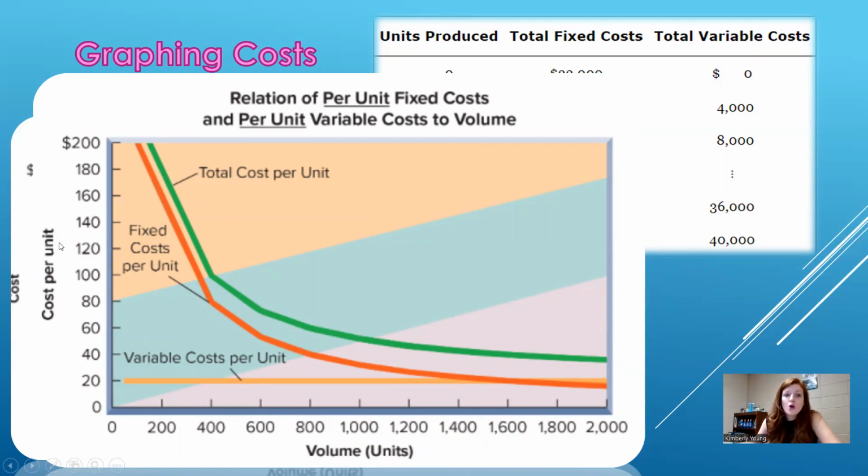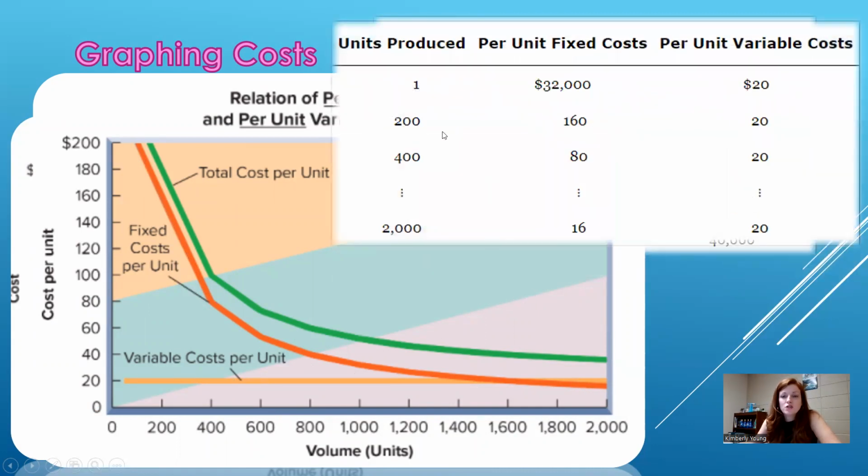Another way to look at the same information is the cost per unit. So here we're not looking at total cost like we were on the last chart. We're looking at the cost per unit. Our variable cost is $20 per unit for every single unit. Our fixed costs go down per unit as we produce more and more. Let me show you what that looks like in this chart.